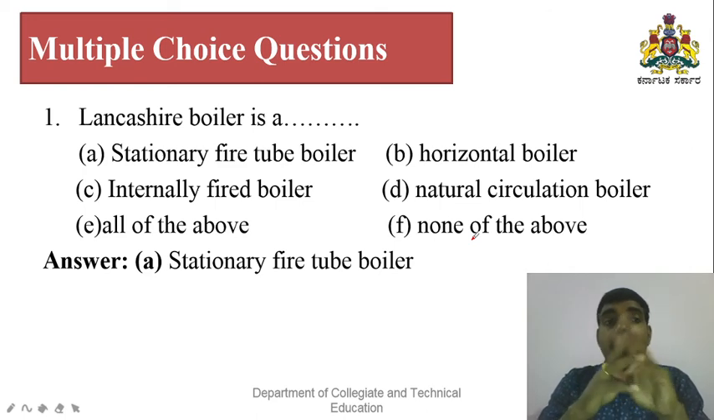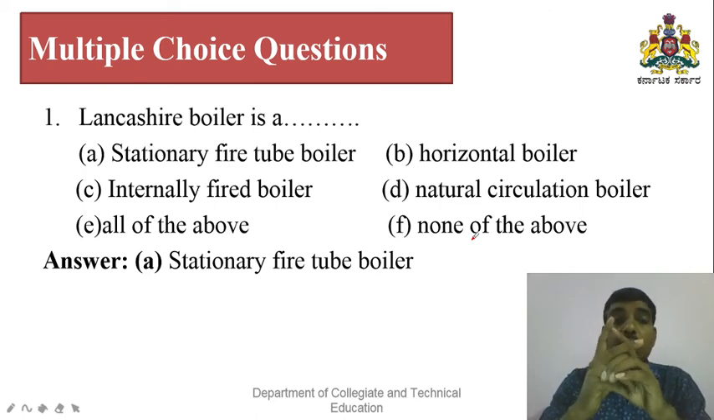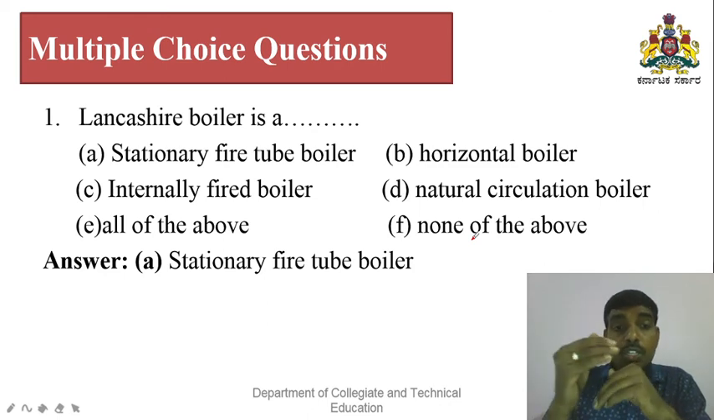So let's move on to the multiple choice questions. Probable questions you may expect from this session. First question: the Lancashire boiler is a stationary fire tube boiler, horizontal boiler, internally fired boiler, natural circulation boiler, all of the above, none of the above. The answer is that it is a stationary fire tube boiler.